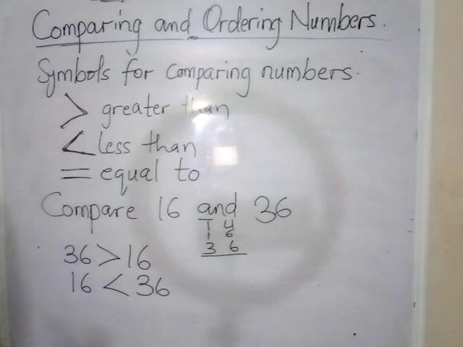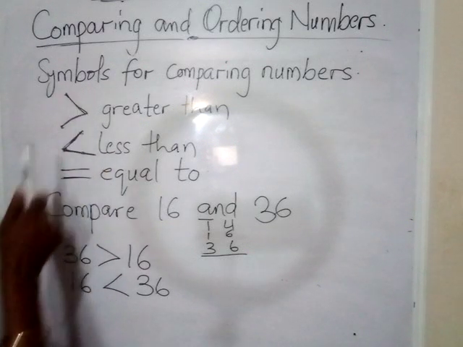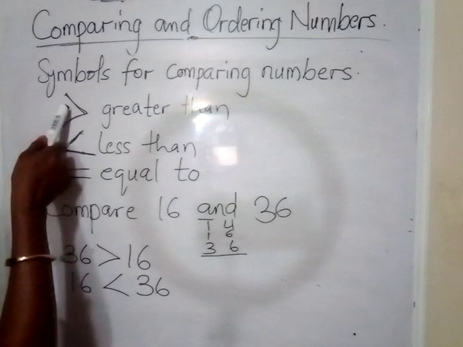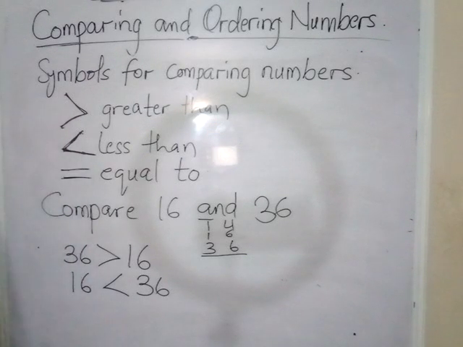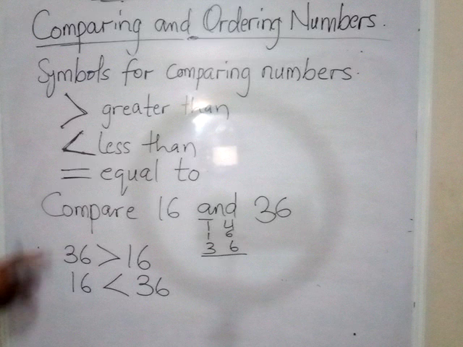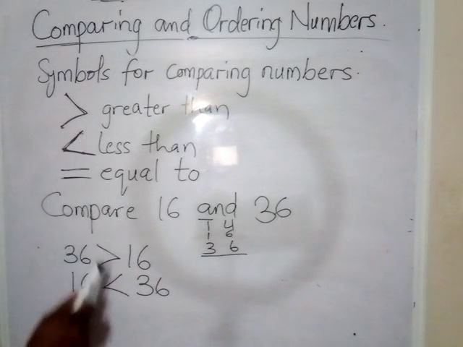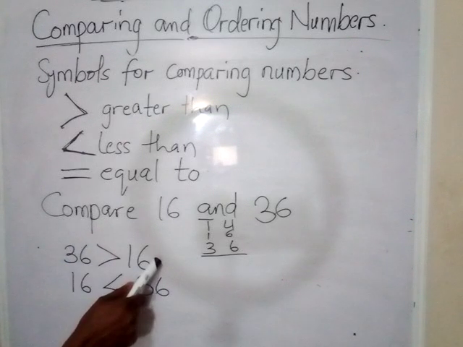Just note, the only thing you need to have in mind is that the greedy crocodile always goes for the bigger number. The crocodile opens its mouth to swallow the big number. You can see the example we did here. 36 is larger than 16, so look at the symbol: 36 greater than 16.